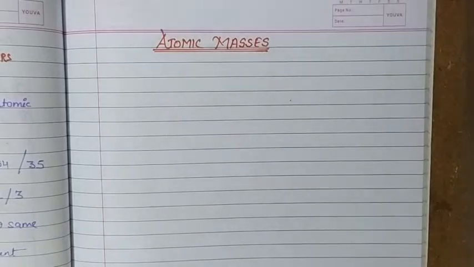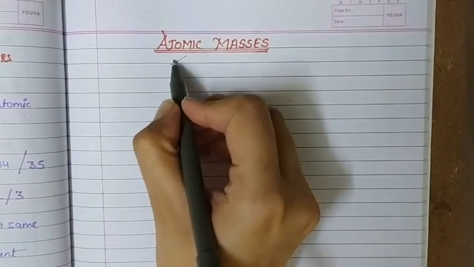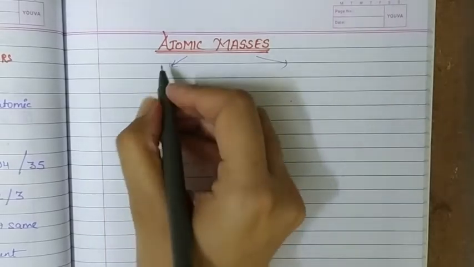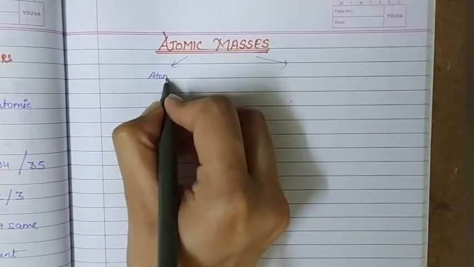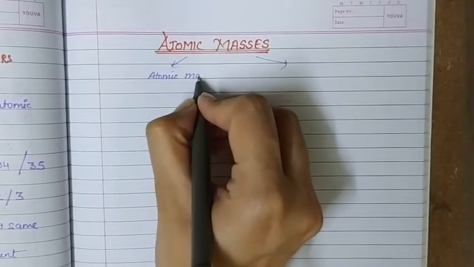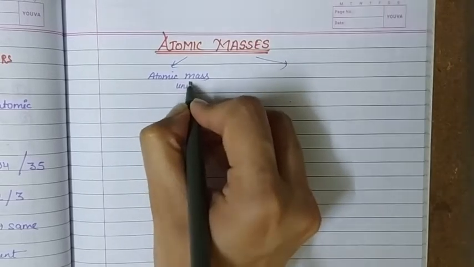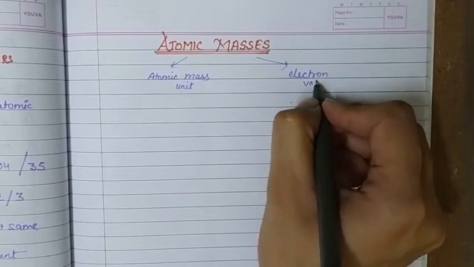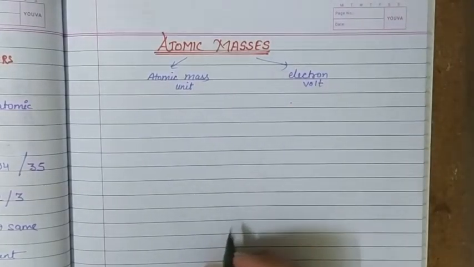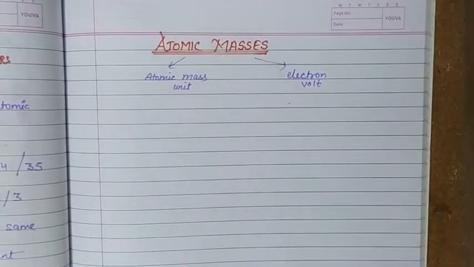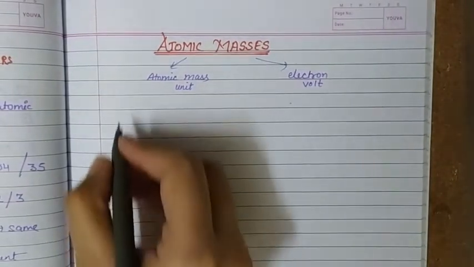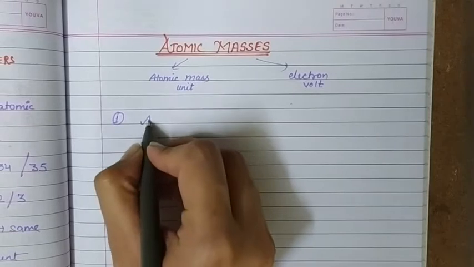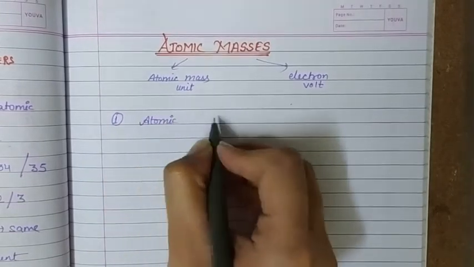Hello students, in this video we are going to study about atomic masses. So basically here are two terms that we will be studying in this video. First is atomic mass unit, and the second term we have is electron volt. So we have to study about these two terms, and we also have to find the relation between these two. So first let's start with atomic mass unit.